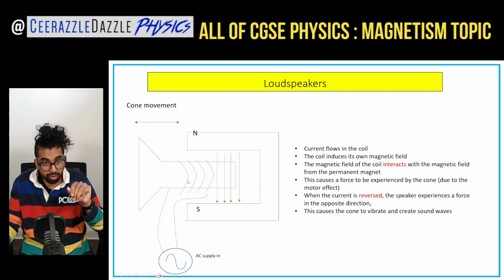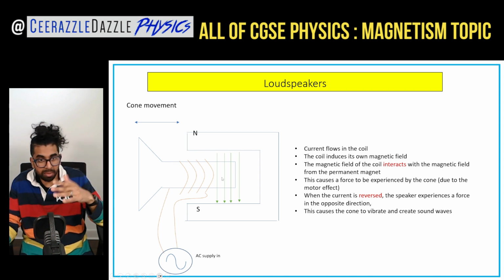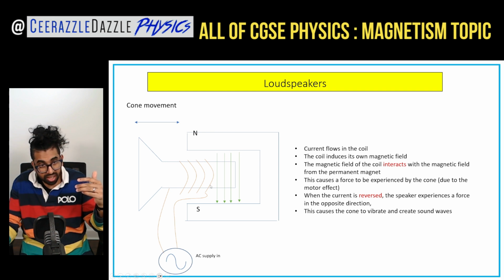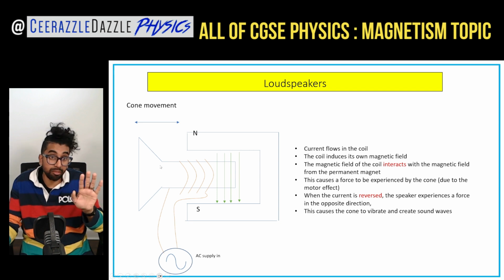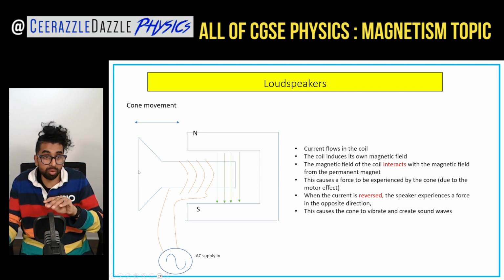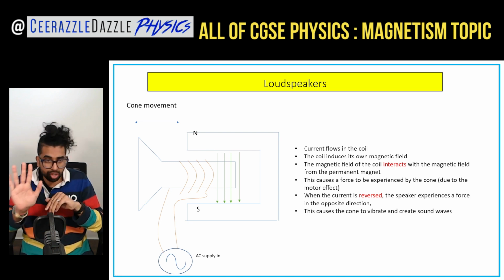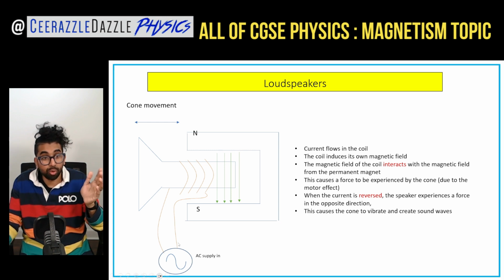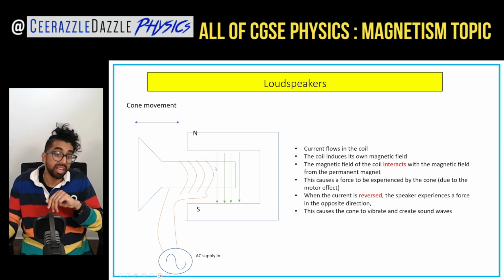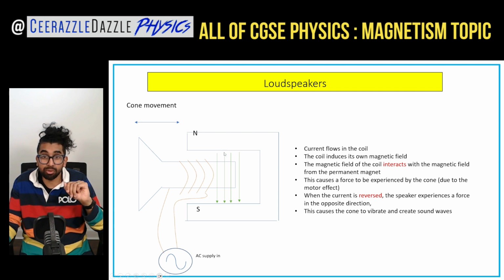Right, so when you pass current through the coil, it will generate its own magnetic field. But there is already a magnetic field from the permanent magnet. The magnetic field around the coil will interact with the magnetic field from the permanent magnet. The two fields interact, therefore it causes a force to be experienced by the cone, and the cone will move outwards. Okay, then how would the cone move inwards? Don't forget, it's a loudspeaker, it should pulse. So in order to move the cone back inwards, all you've got to do is simply reverse the direction of the current, and therefore it will experience a force in the opposite direction, and it moves back in. That's the reason why you have the AC supply for a loudspeaker.